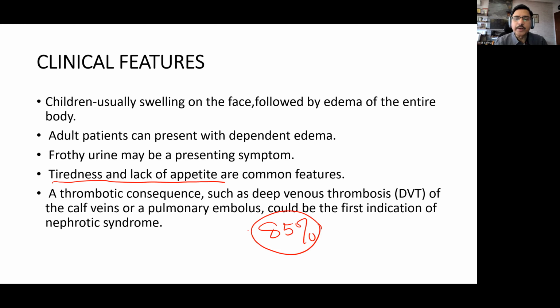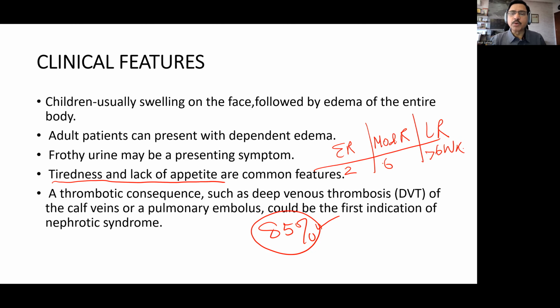Now, there are two variants of nephrotic syndrome. One is called steroid responsive, the other is called steroid non-responsive. The majority of people with minimal change disease are steroid responders. These responders are also classified as early responders, moderate responders, and then late responders. Early means within 2 weeks after steroid therapy, moderate up to 6 weeks, and late responders take more than 6 weeks to show absence of proteinuria in the urine.